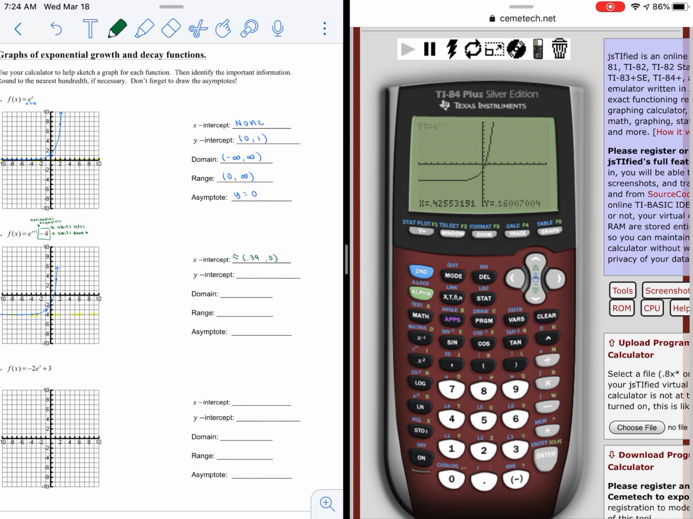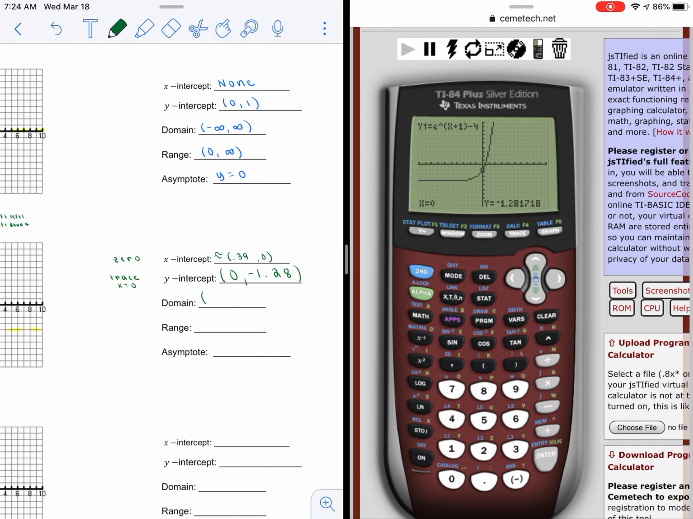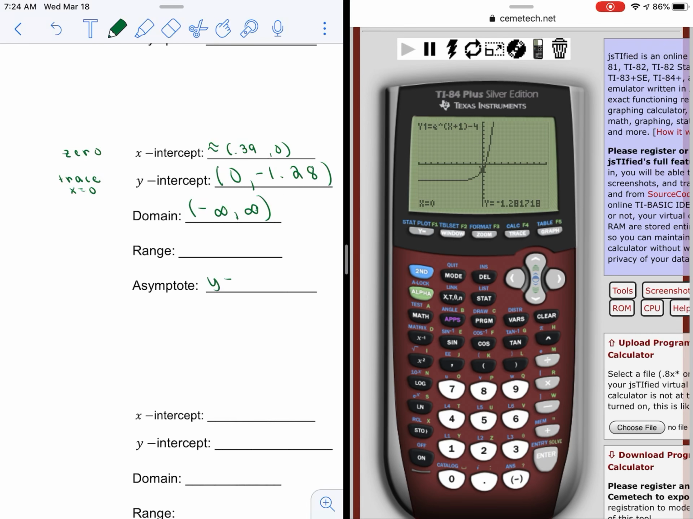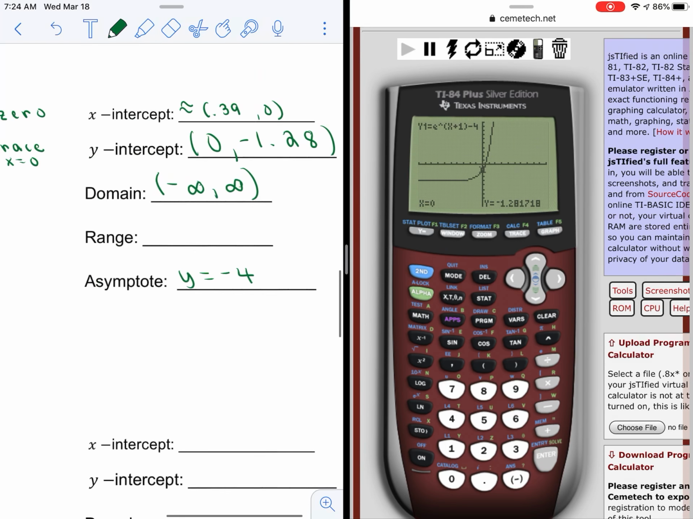It doesn't look nice. If you trace 0, you will get that the y-intercept is (0, -1.28). So remember, for x-intercepts, you have to use the zero option. For y-intercepts, you're going to trace x equals 0, or just look at your table. Domain is always all real numbers. Range is always dependent on that asymptote. Because that shift 4 down brought that asymptote to y equals -4. We did not reflect the graph in any way, so our range is still going to be above that asymptote value.